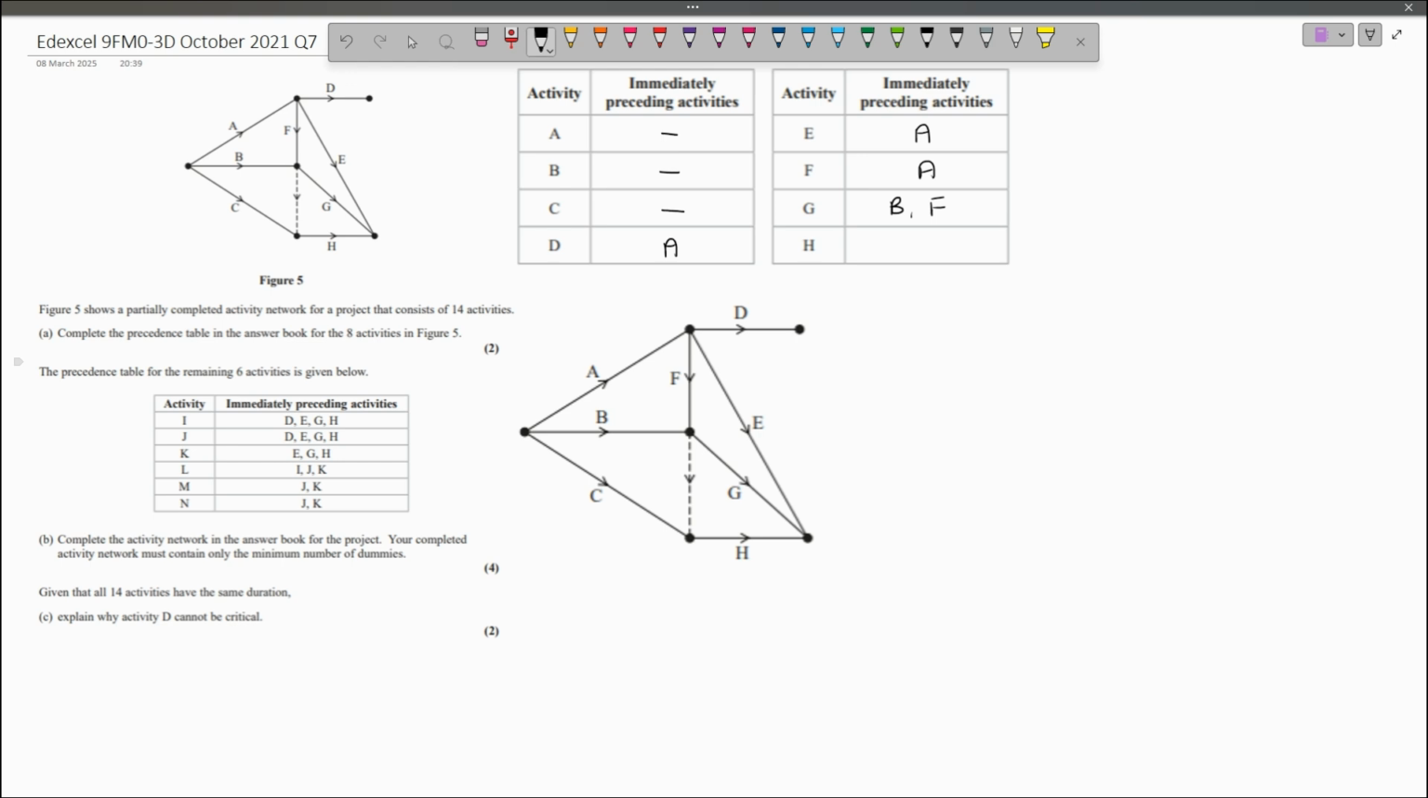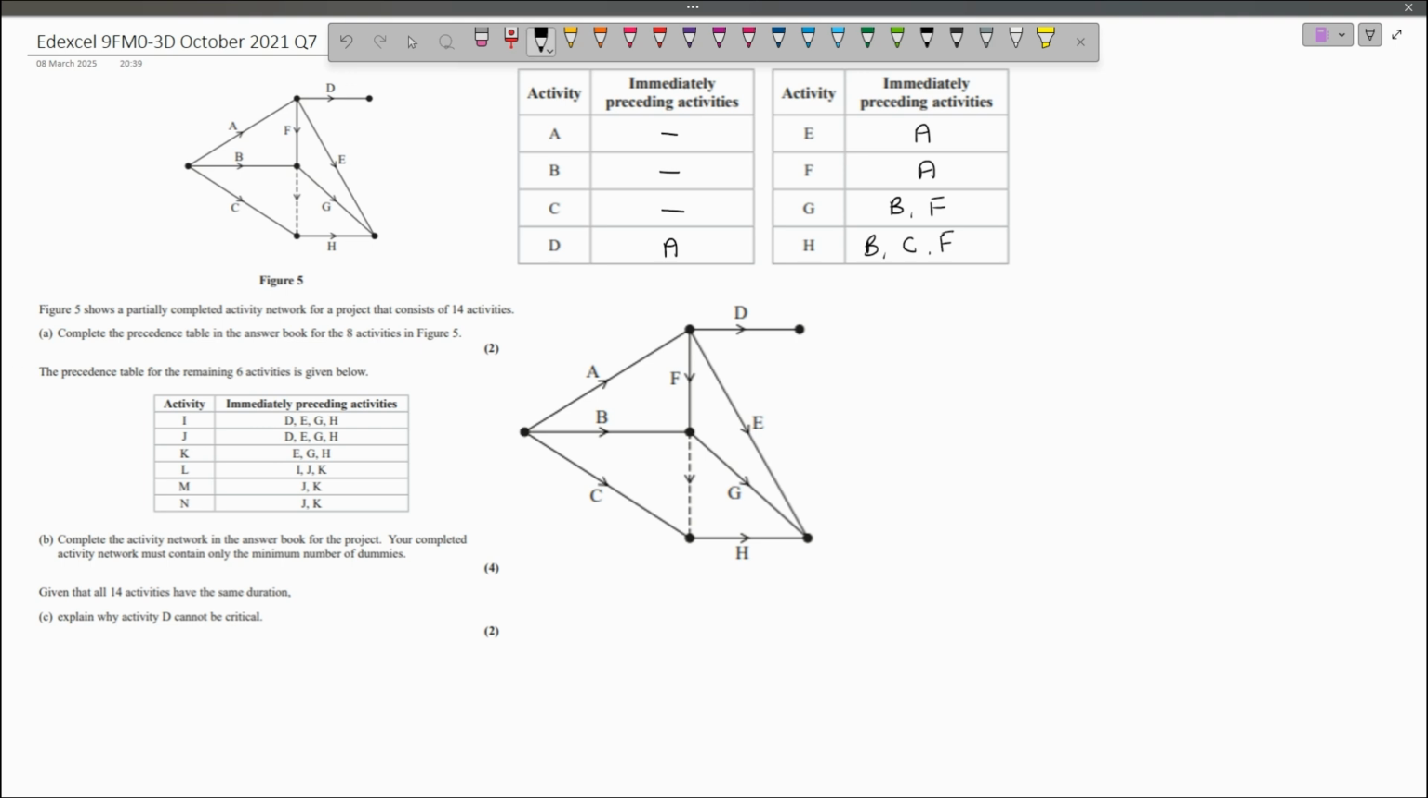And into H we have the activity C going into H, but we also have this dummy. If you ever have a dummy immediately preceding an activity, you check what activities immediately precede that dummy. And what activities immediately precede this dummy are B and F. So you have B and F both going into H as well. So you've got B, C, and F if you include C.